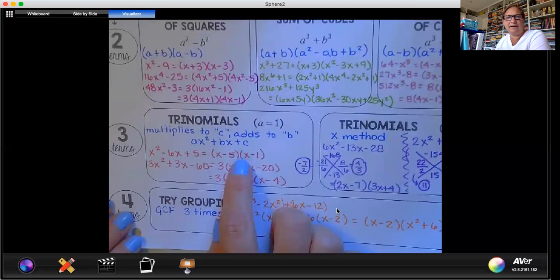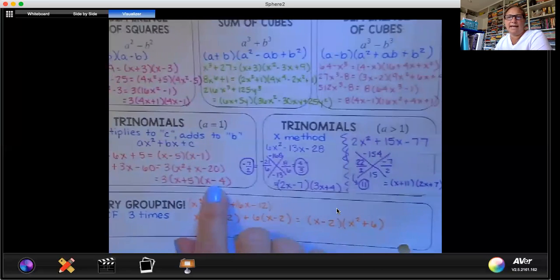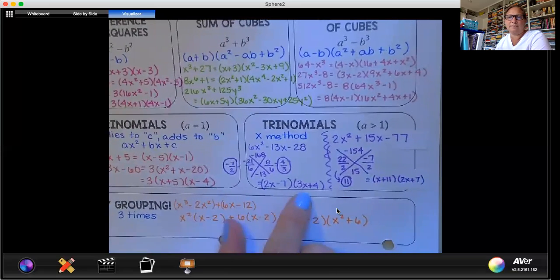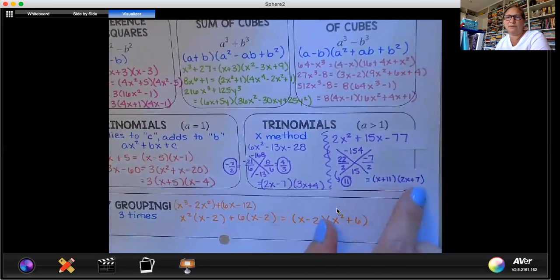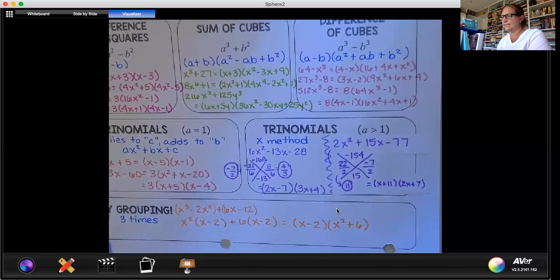Trinomials, x minus 5, x minus 1. GCF of 3 times x plus 5, x minus 4. X method, 2x minus 7, 3x plus 4. And x plus 11, 2x plus 7. And grouping, x minus 2, x squared plus 6.